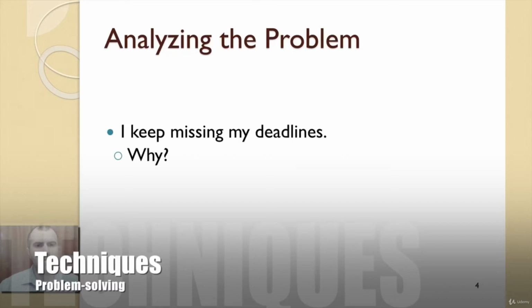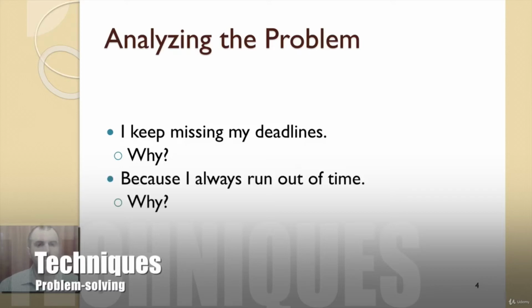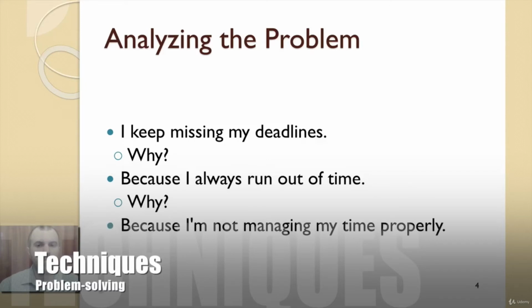The 5 why analysis is a tool that will help you get to the heart of the problem. Ask why a number of times to dig through each layer of symptoms and so to arrive at the problem's root cause. For Rachel, the 5 why analysis begins with the statement, I keep missing my deadlines. Why? She answers this honestly, because I always run out of time. Then she subjects this answer to a second why, which reveals that she's not managing her time properly. Subsequent whys will lead her closer to the real root cause of the problem and thus the best solution.